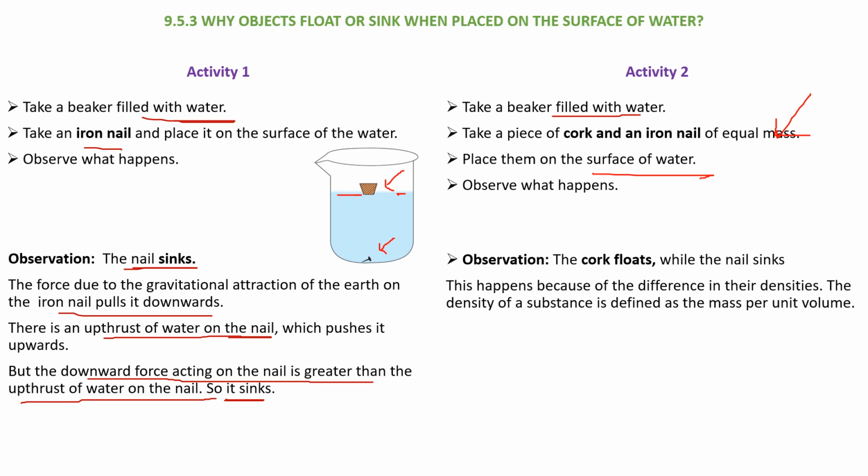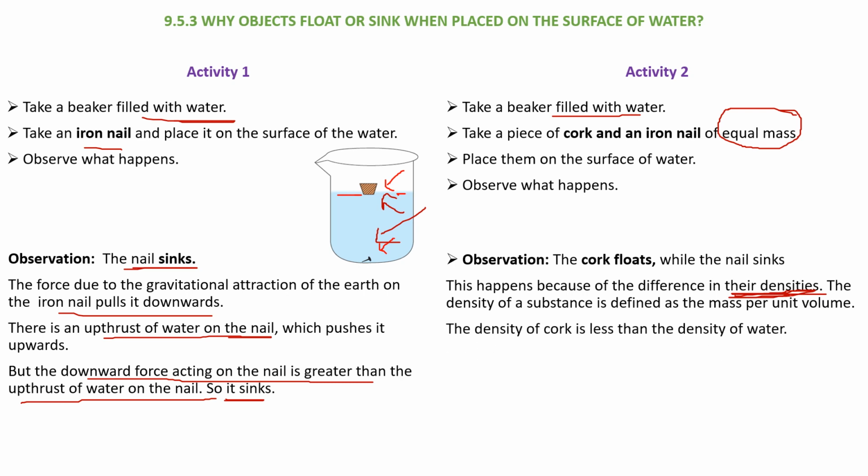Remember what we are doing. We took the two things which have equal mass. Though they have equal mass, one is floating, one is sinking. Why? Let's see. This happens because of the difference in their densities. Why? Because of the difference in densities, right?